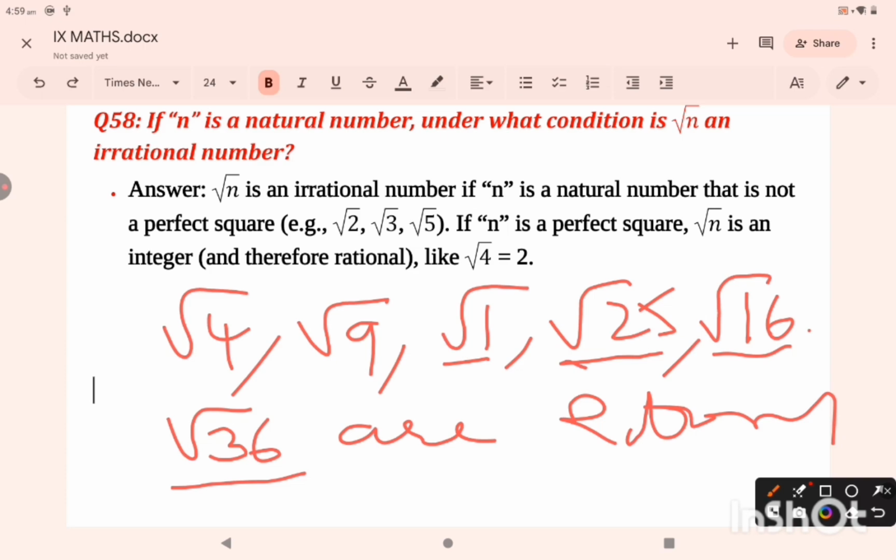That means if root n is a rational number, then n must be a perfect square. If root n is irrational, then n is not a perfect square. So here what is the condition? If root n is irrational, n is not a perfect square.